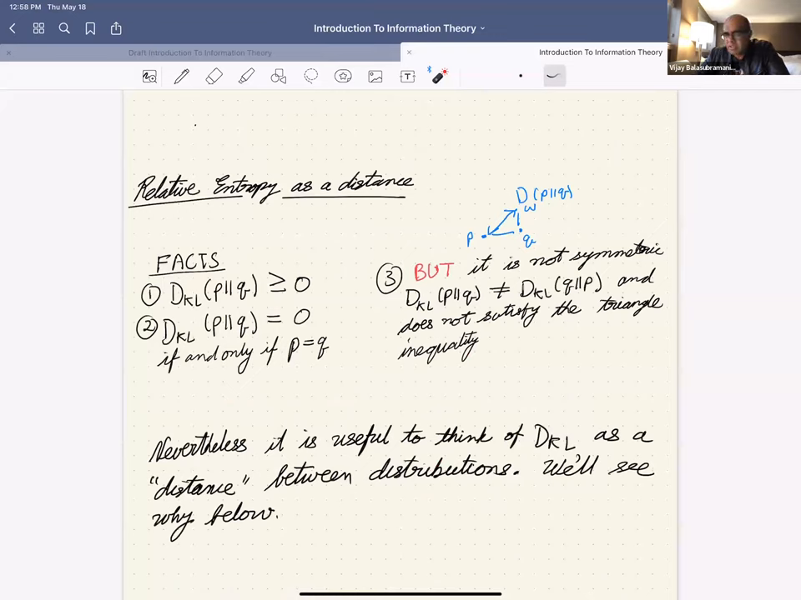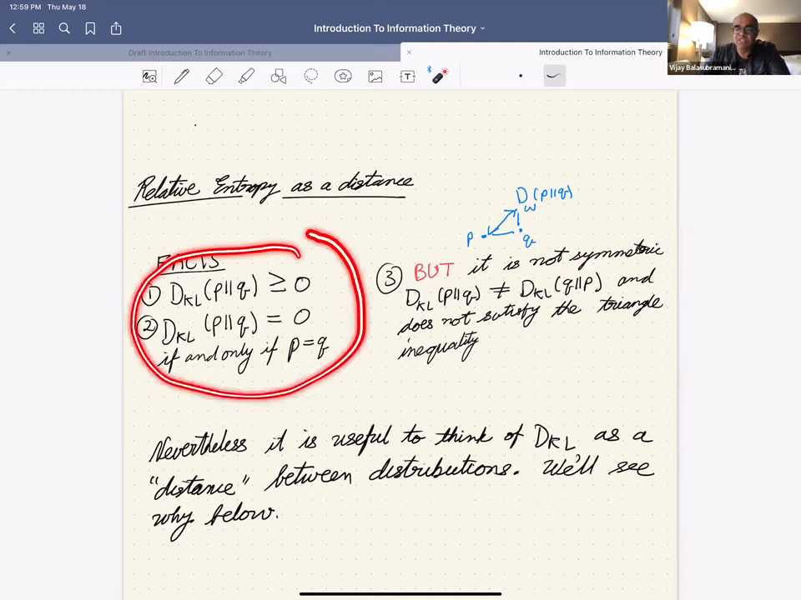One sort of annoying thing about the relative entropy is that it's not symmetric. So the relative entropy between P and Q is not the same thing as the relative entropy between Q and P, just because of the way it's defined. Because of this, it almost looks like it should be a measure of distance, right?